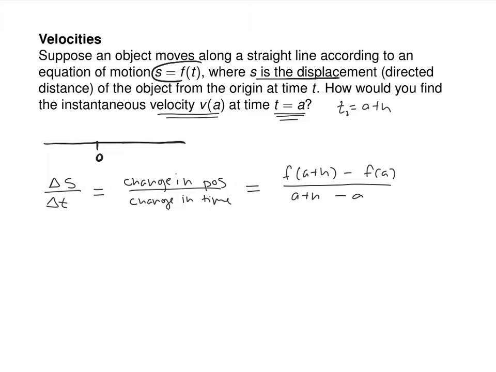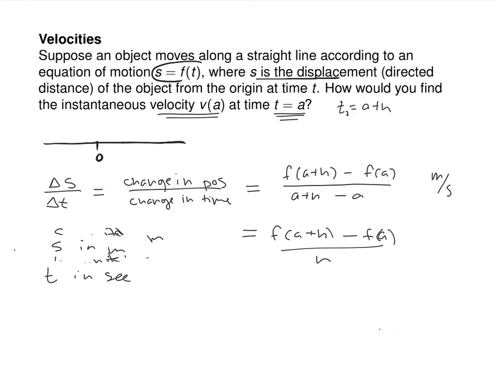And by the way, what would the units be? Suppose that S had units meters, and T had units seconds. S in meters, T in seconds. This would have been meters per second. And officially, the whole f of a plus h minus f of a over h is an approximation.